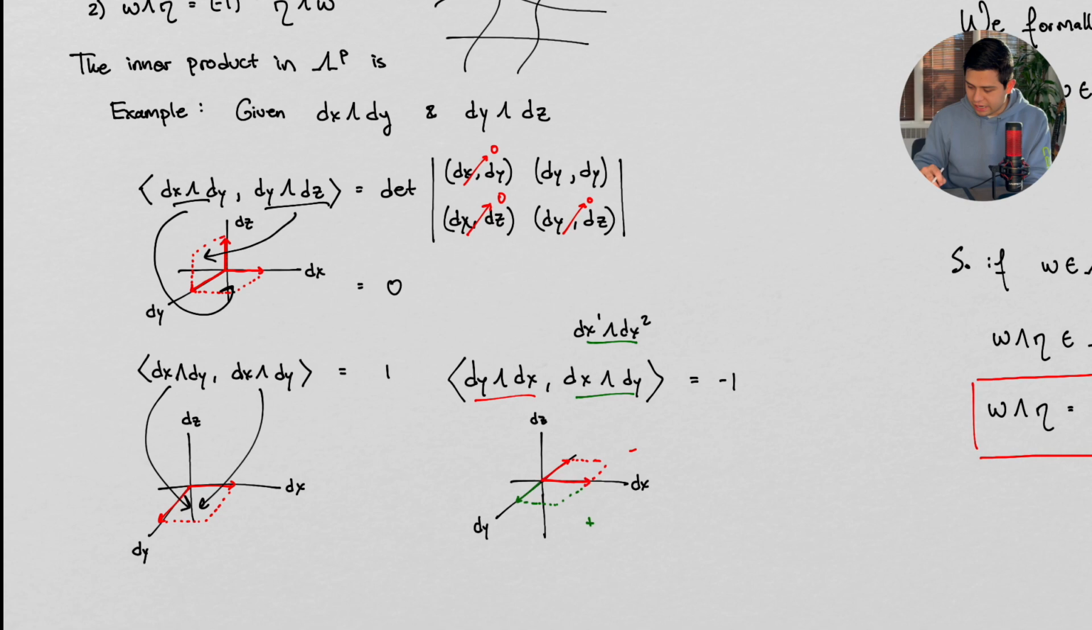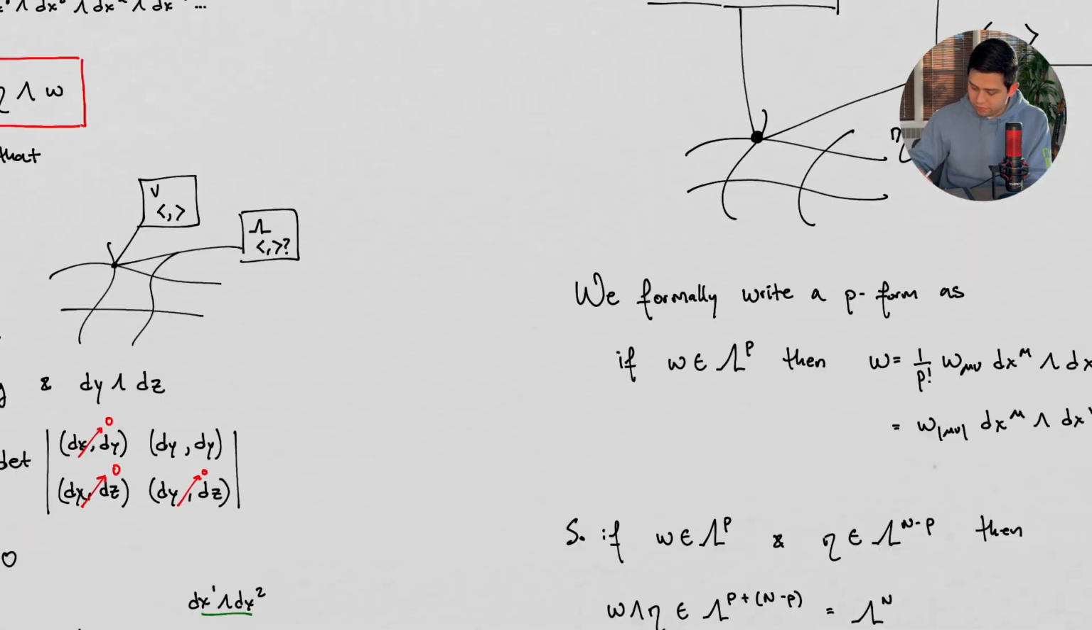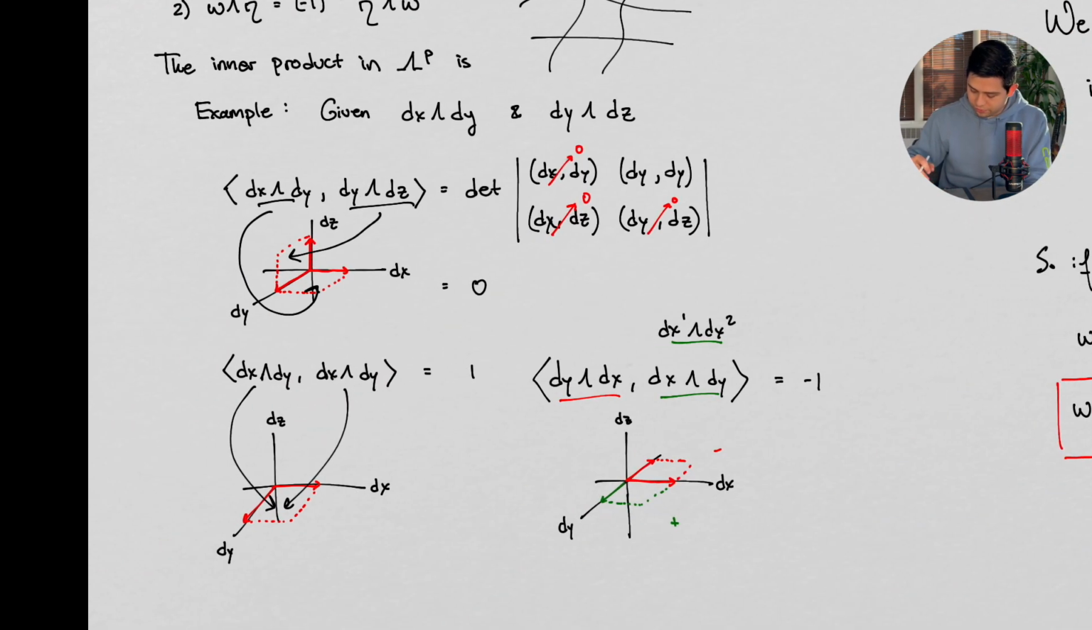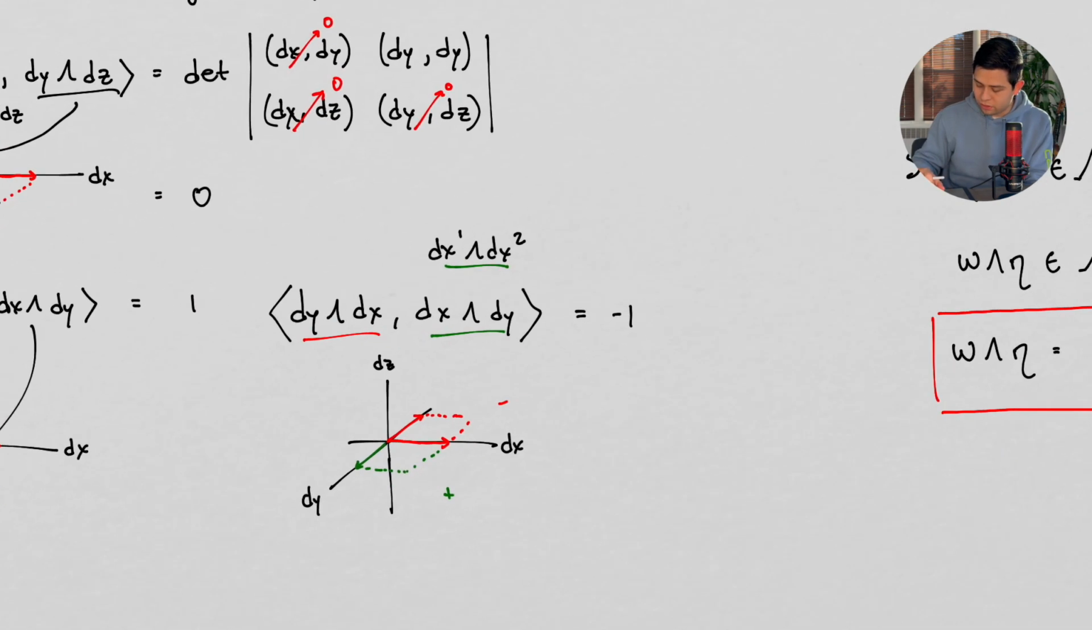So this is the idea here. Whenever the areas are the same, we get 1. Whenever they're at a 90-degree angle to each other, we get 0. And whenever they're at a 180-degree angle to each other, we get negative 1. So the inner product has now been generalized to areas.